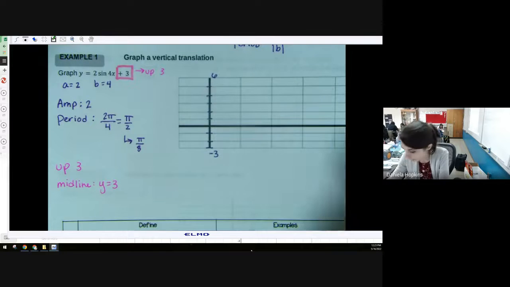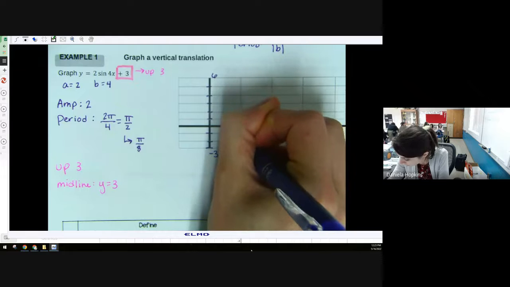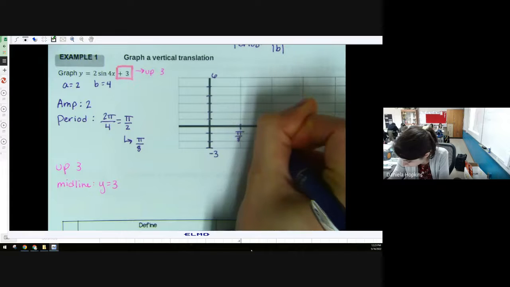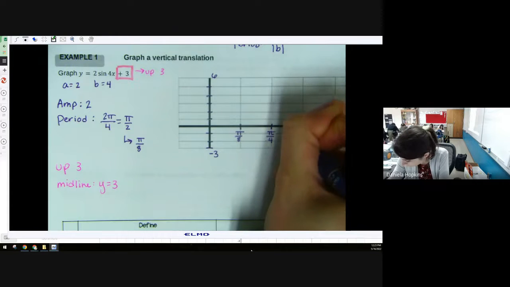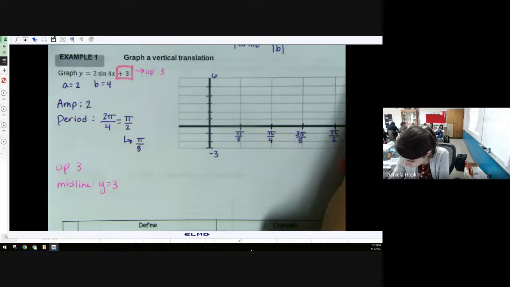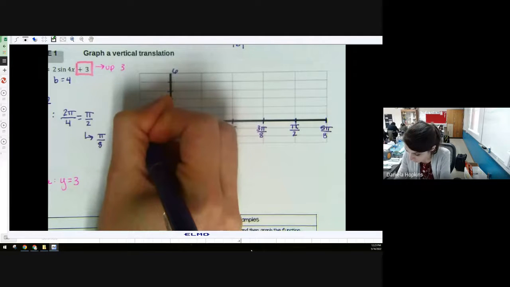I'm counting by pi over 8. So this would be 1 pi over 8. This would be 2 pi over 8, which is pi over 4. 3 pi over 8. 4 pi over 8 ends up being pi over 2. That's going to be 1 full period. And then just for the sake of labeling, 5 pi over 8 would be my next one. And then this would be negative pi over 8.